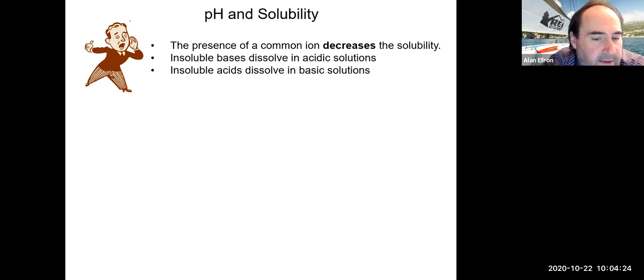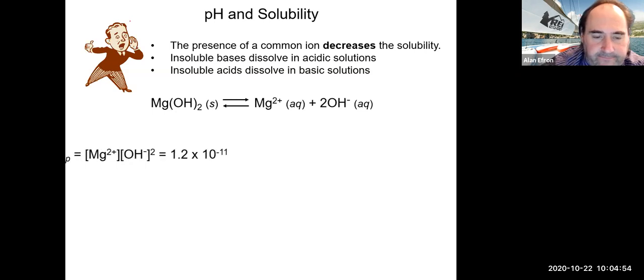And when we do have the common ion like we saw before, we do see that decrease in solubility. We also can see an increase in solubility if we're dealing with some type of insoluble base. So if we're dealing with an insoluble base, it is much more soluble in acidic solutions. While alternatively, if we have something that's an insoluble acid, we can basically dissolve it in a basic solution. And we're going to talk about why that is right now.